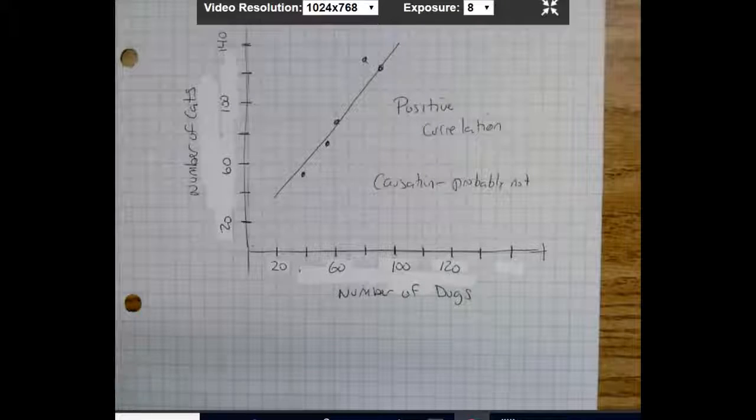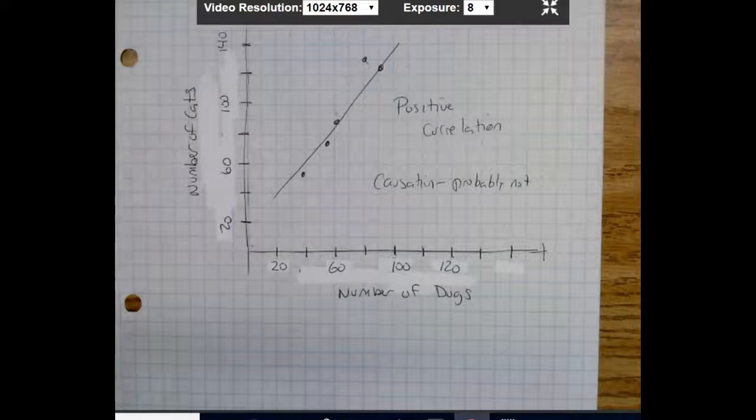The only way I could think that there could be a causation is if people go to the Humane Society to adopt a dog and there are no dogs because a bunch have been adopted, maybe then people would adopt a cat instead. And somehow maybe that could be a causation, but probably not likely. So that's one example of how to go through this process.